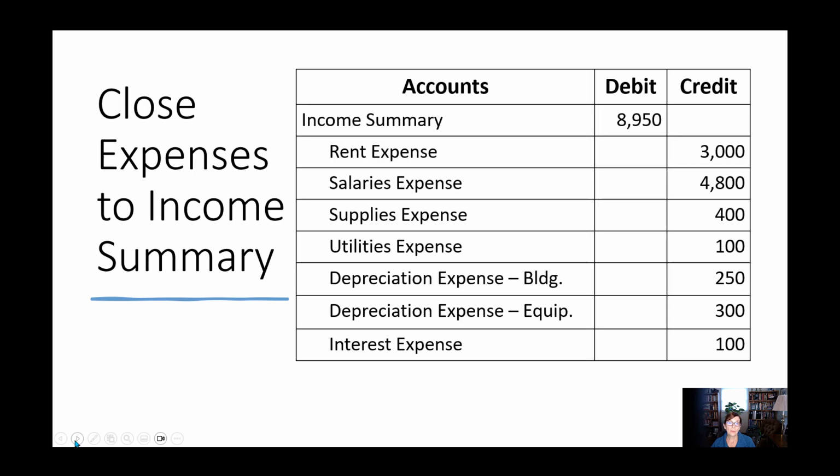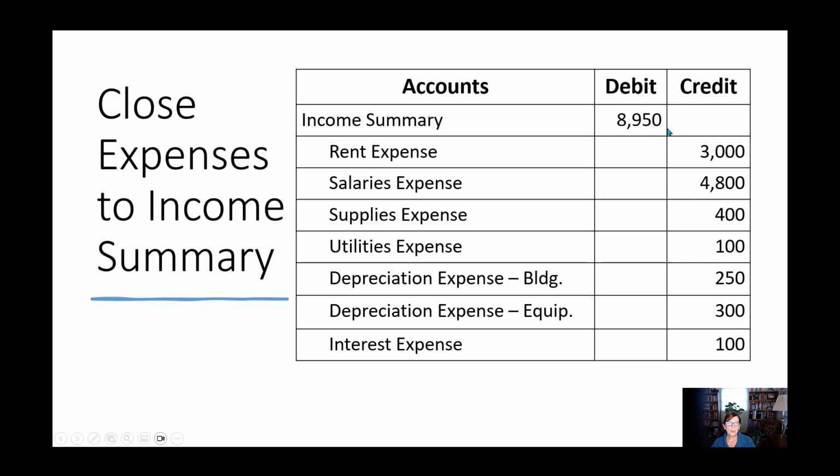Now we're going to close all of our expenses. Now remember that expense accounts have a debit balance, so in order to close them, we have to credit them for whatever the balance is in the accounts. And here are all of the expenses. So you have to do every one individually because each of these accounts needs to have a zero balance at the end of the year. So we're going to credit each of the accounts for the balance.